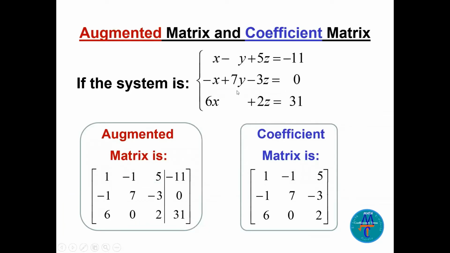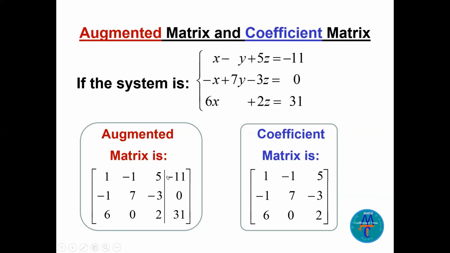If we have a linear system of equations like this, we can write an augmented matrix and we can write a coefficient matrix. In some methods, we have to use augmented, like Gauss method and Gauss-Jordan method. Another method, the inverse, we have to use coefficient. Look at the difference. Here we have 3 by 3, 3 equations, 3 variables, x, y, and z. If we write all the coefficients, 1, minus 1, 6, minus 1, 7, 0, 5, minus 3, 2.